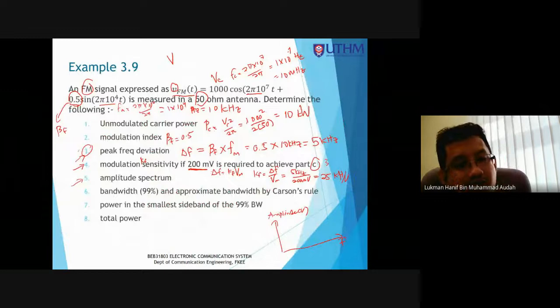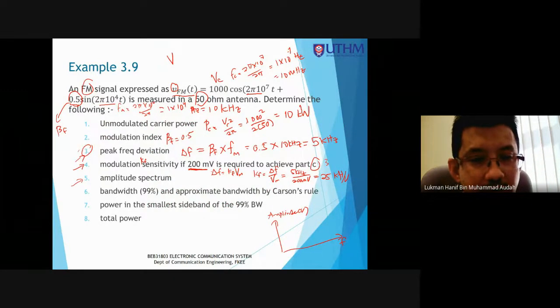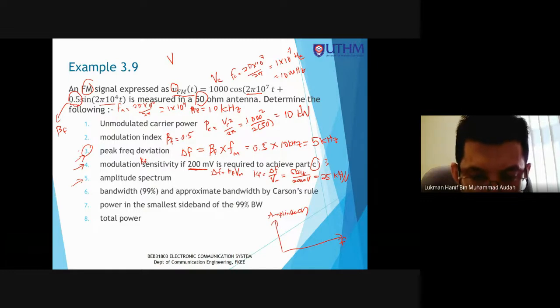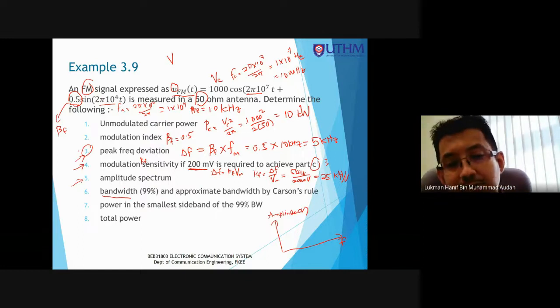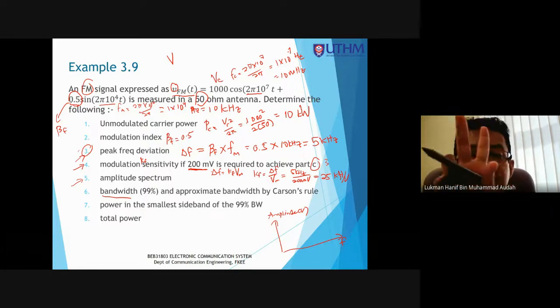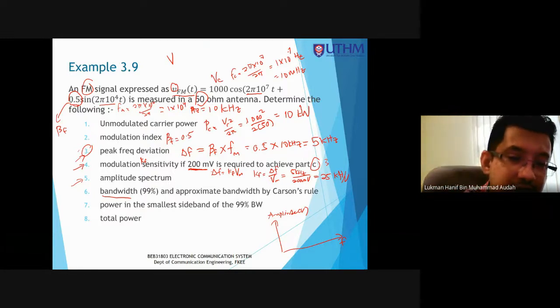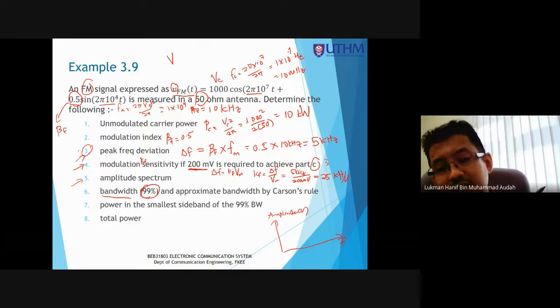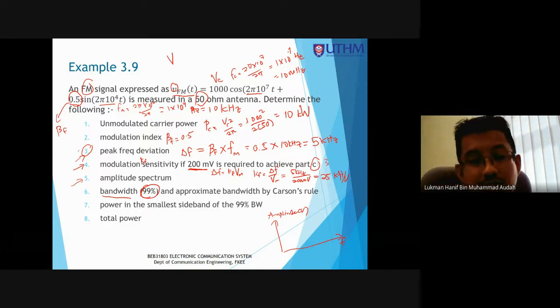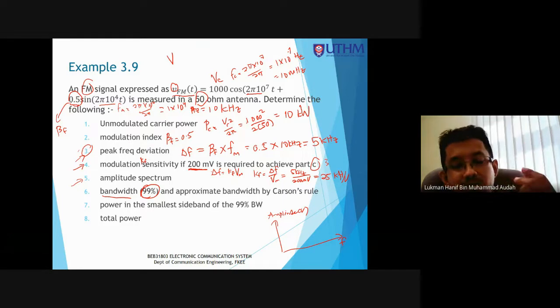Bandwidth 99%. Find bandwidth 99% and approximate bandwidth by Carson's rule. So bandwidth di sini sebenarnya dia merujuk cari bandwidth menggunakan Bessel equation. Satu lagi bandwidth by Carson. So ada 2 perkara yang diminta untuk cari. Tetapi dalam kes ini dia katakan 99%. Ini tiba-tiba dia cari masalah, dia kata carilah 99% saja. So in order to do this, first you need to find the bandwidth using 2 methods, Bessel and Carson.